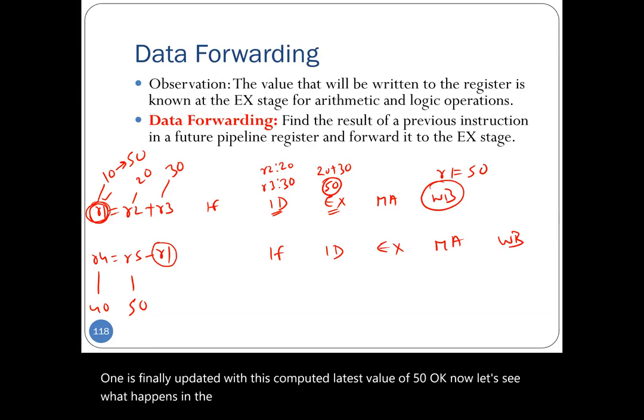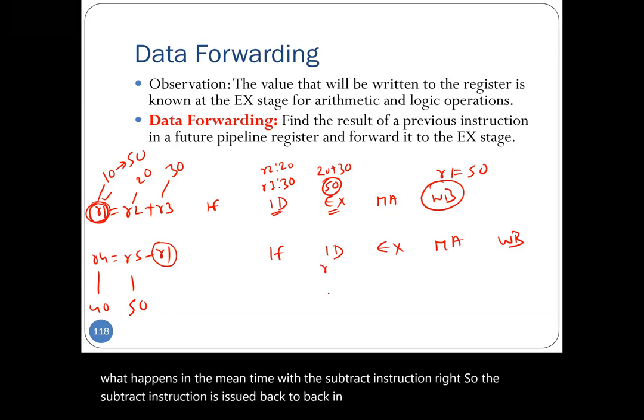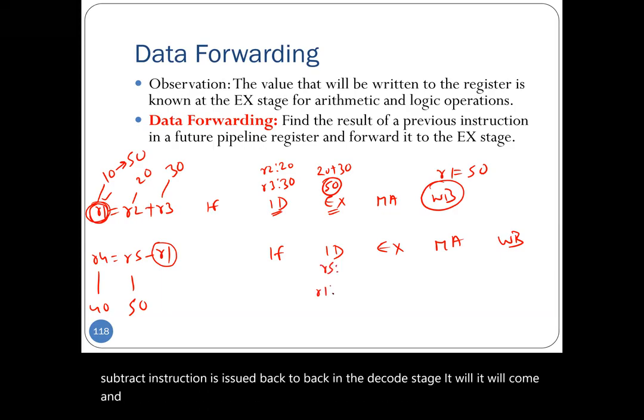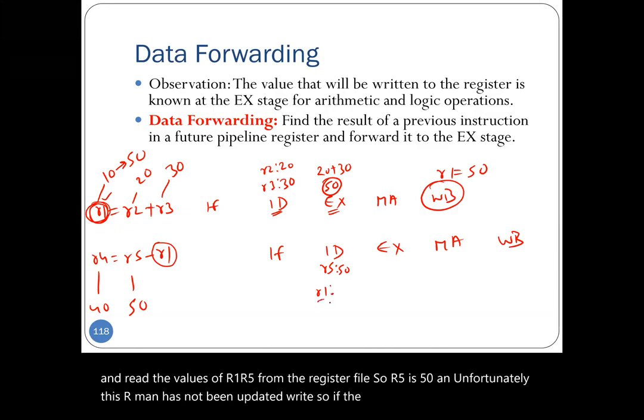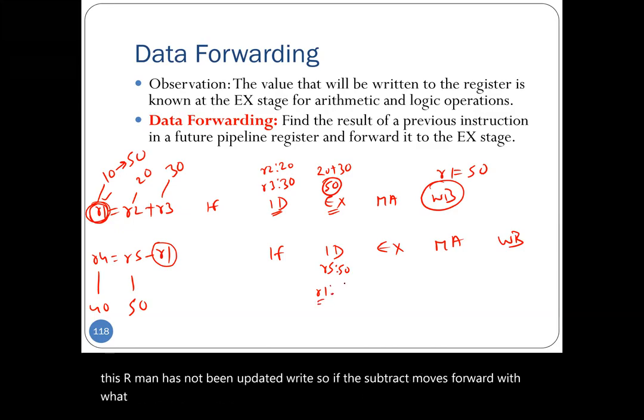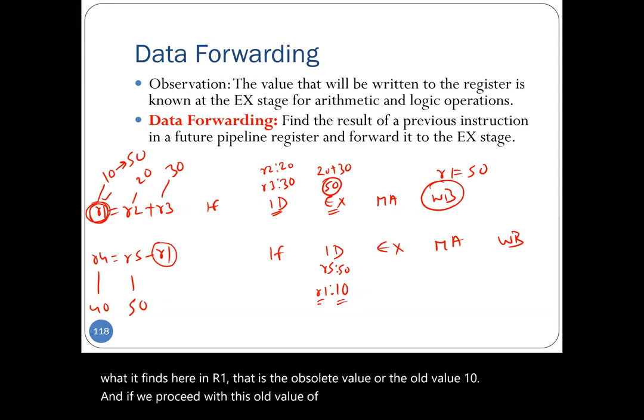So if the subtract instruction is issued back to back in the decode stage, it will come and read the values of R1 and R5 from the register file. So R5 is 50, and unfortunately this R1 has not been updated, right? So if the subtract moves forward with what it finds here in R1, that is the obsolete value or the old value 10. And if we proceed with this old value of 10 and do the subtraction, this will lead to an incorrect result, right?